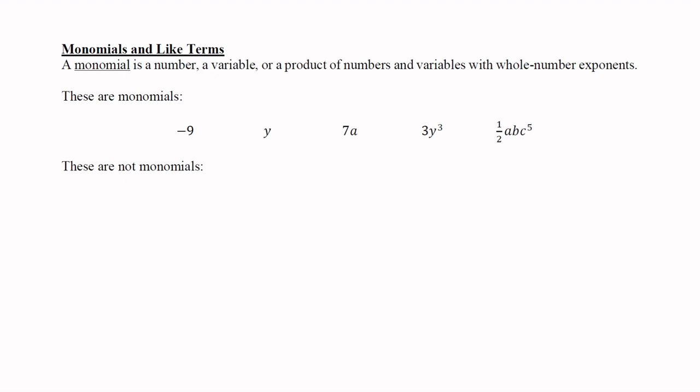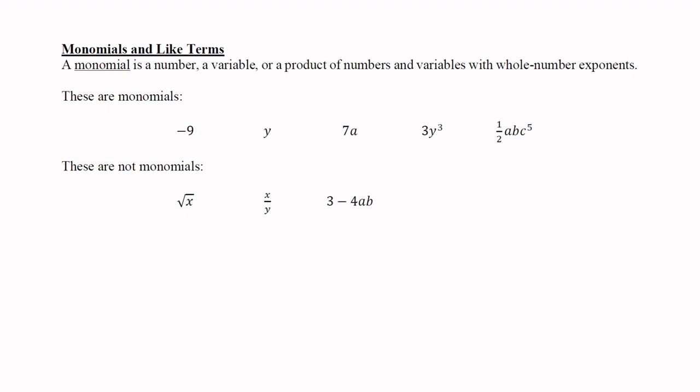These are examples of things that are not monomials. Square root of x is not a monomial because you cannot have a square root on a term and have it be considered a monomial. You cannot have a variable in the denominator, so x over y would not be considered a monomial. Now, if it was a variable over a number, that would be okay. x over 2 is the same as 1/2 x, right? So that would be considered a monomial, but as long as you have a variable in the denominator, it's not a monomial.